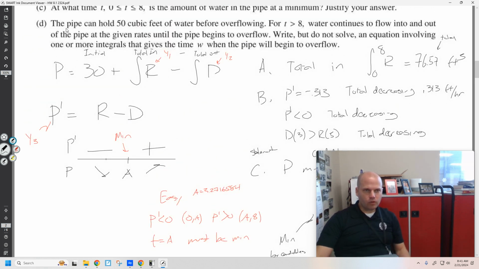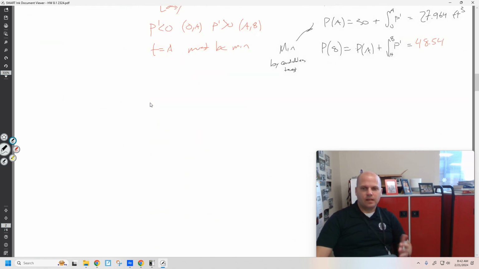D, the pipe can hold 50 cubic feet of water before overflowing. For t greater than 8, water continues to flow in and out of the pipe at the given rates. So the rates are going to hold. I'm just going to expand my window. Write but do not solve an equation involving one or more integrals that gives the time w when the pipe begins to overflow. Now, this is where things get a little bit tricky, and when we learn next lesson, we're going to be more comfortable with this.